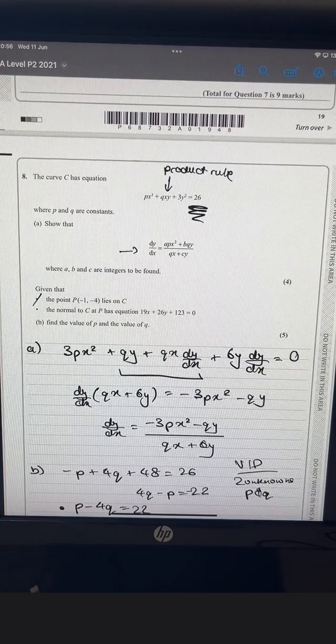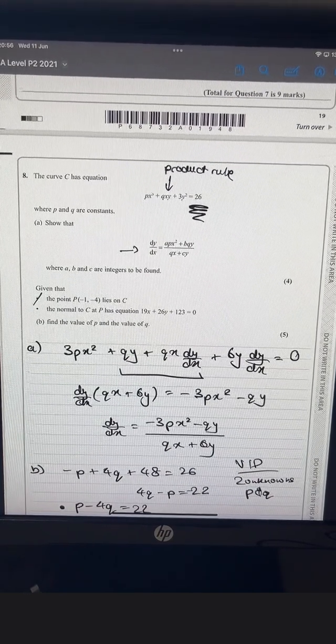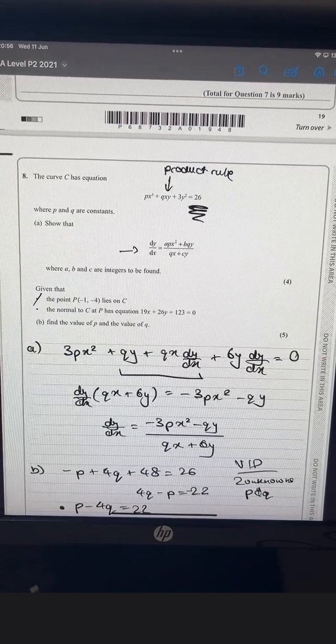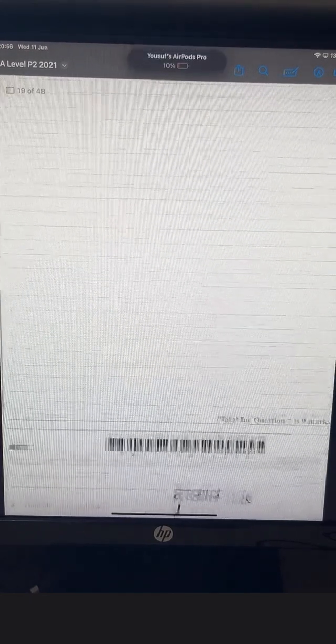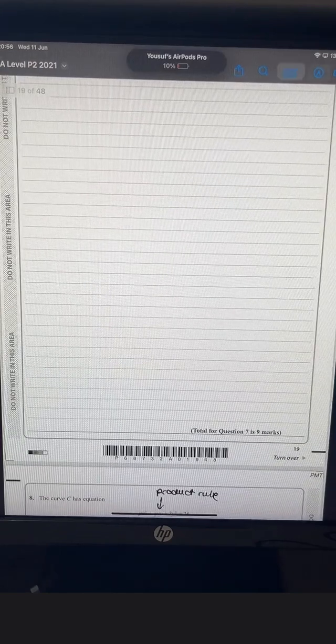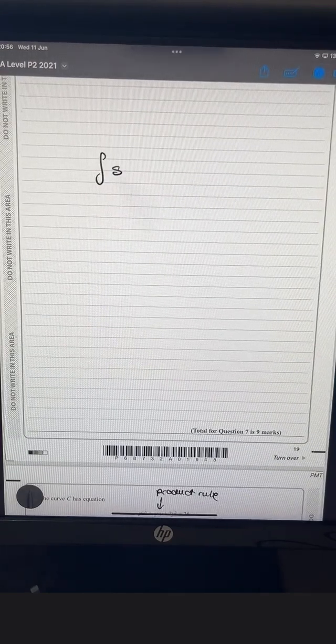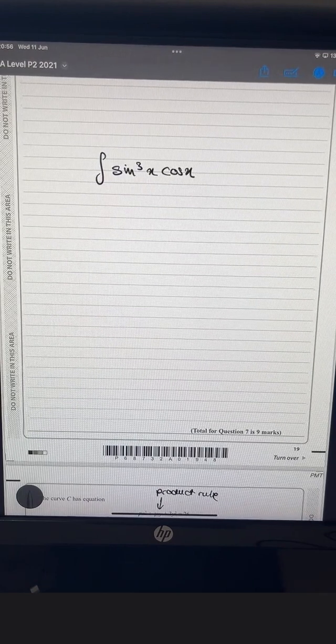What is the integral of sine to the power of 3 x cos x? Let's see if I can do that now. All right, so integrating sine cubed x cos x. So notice that I'm going to use the reverse chain rule. Why am I going to use reverse chain rule? Because cos x is the derivative of sine x, right?